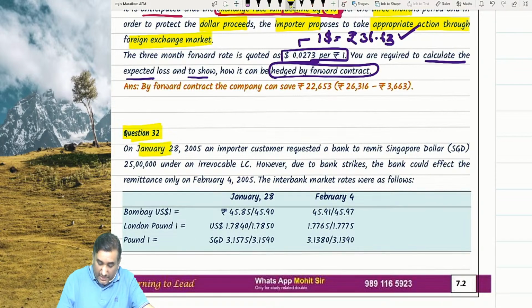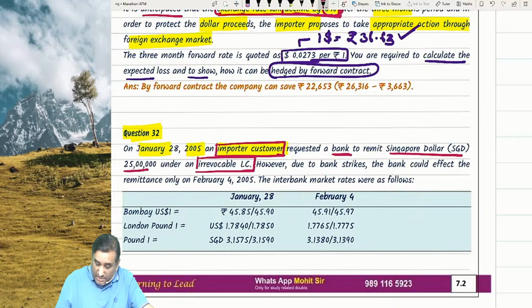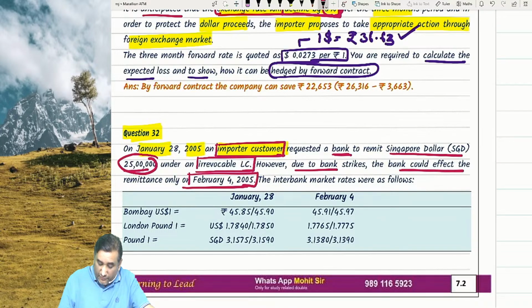On January 28, 2005, the importer customer requested the bank to remit Singapore dollars 25 lakh under an irrevocable LC, the guarantee basically. SGD is a confirmed currency. However, due to a bank strike, the bank could effect the remittance only on 4th Feb 2005. So the agreement was to be done on 28th, but the remittance happened on 4th Feb.